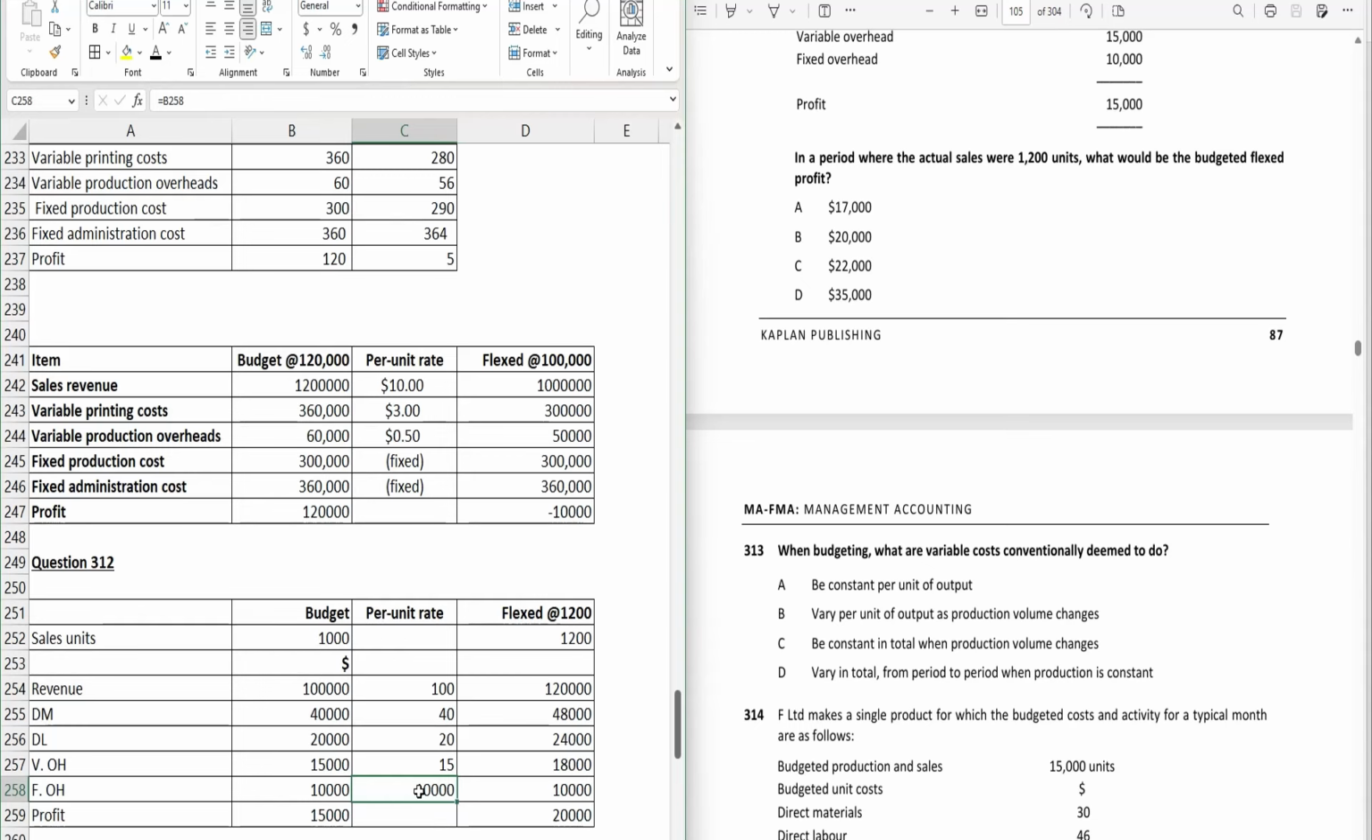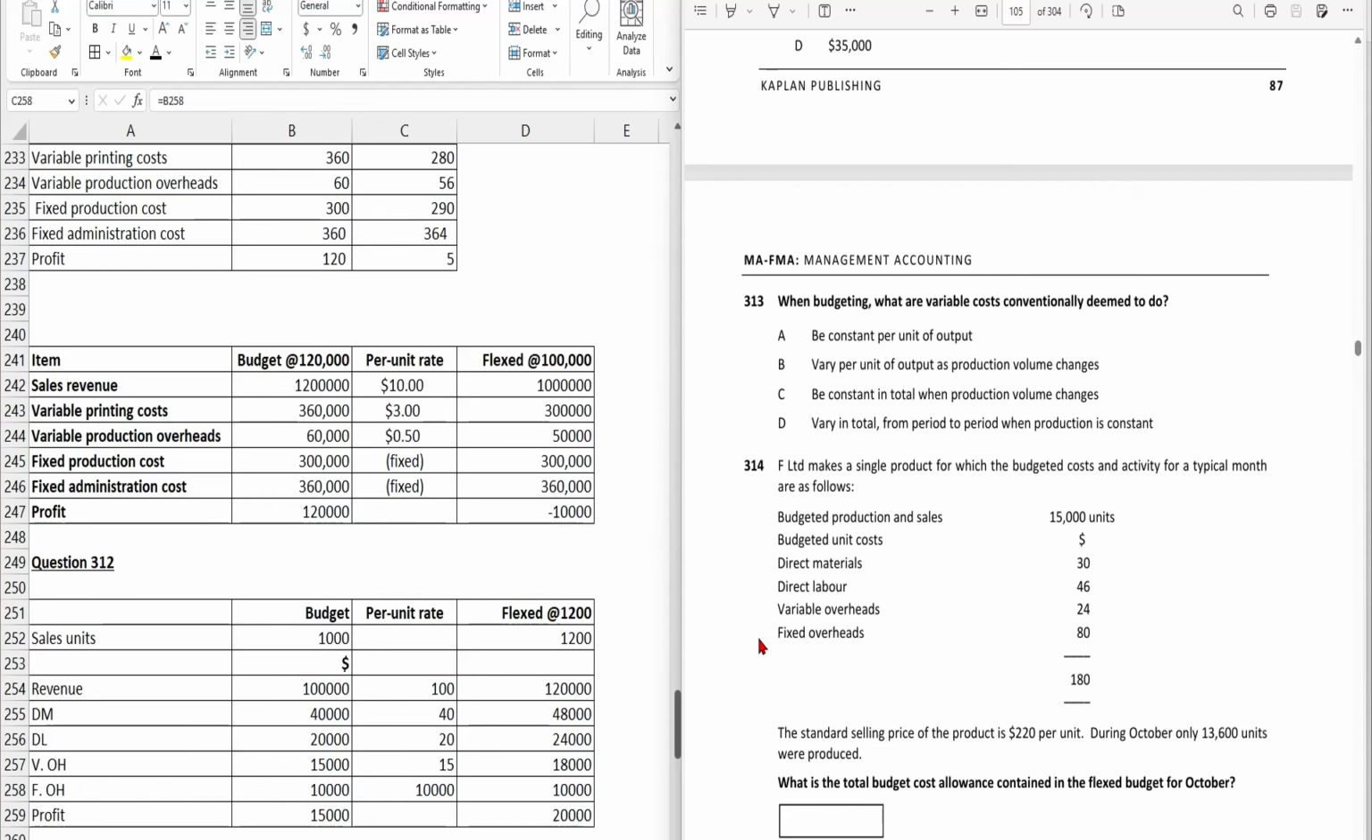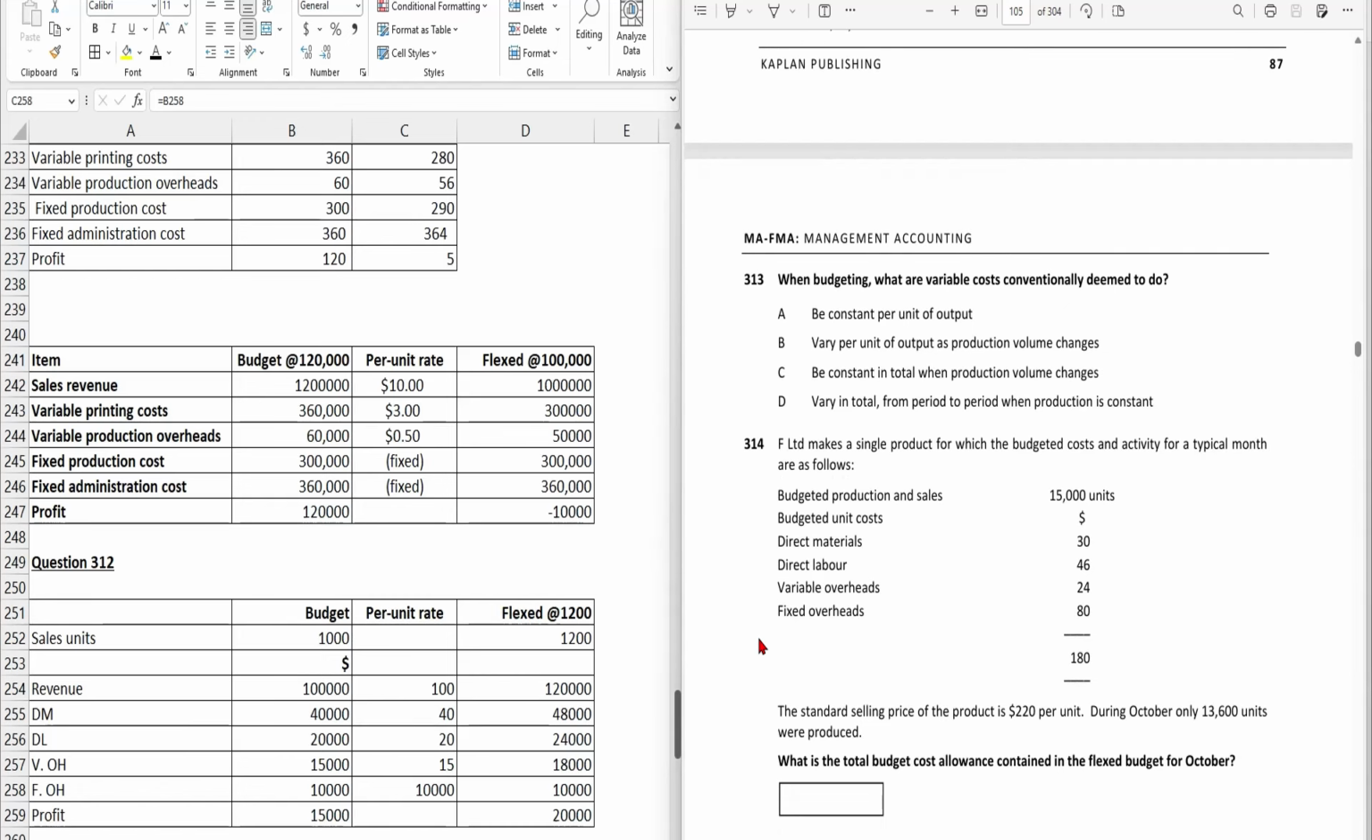Okay, now let's move to question number 314. Yes, the FLTT makes a single product for which the budgeted cost and activity for a typical month are as follows, and budgeted production and sales is 15,000 units. And okay, so these are the per unit costs. These are not total figures, they are per unit costs. So per unit cost of direct material, so everything is per unit. Okay, and standard selling price of the product is 220 per unit. During October, only 13,600 units were produced. So, what is the total budgeted cost allowance contained in the flex budget for October?